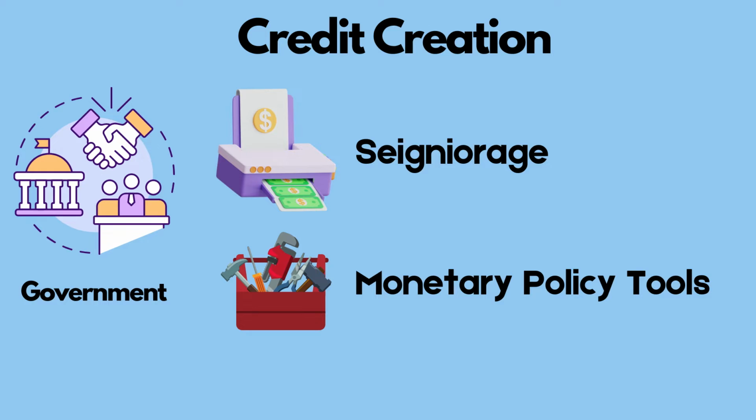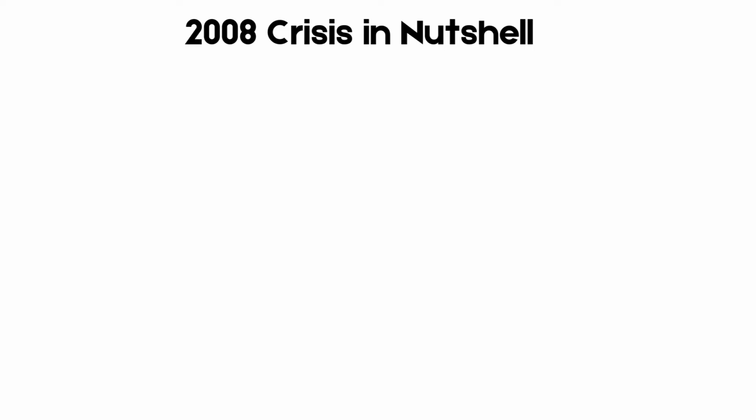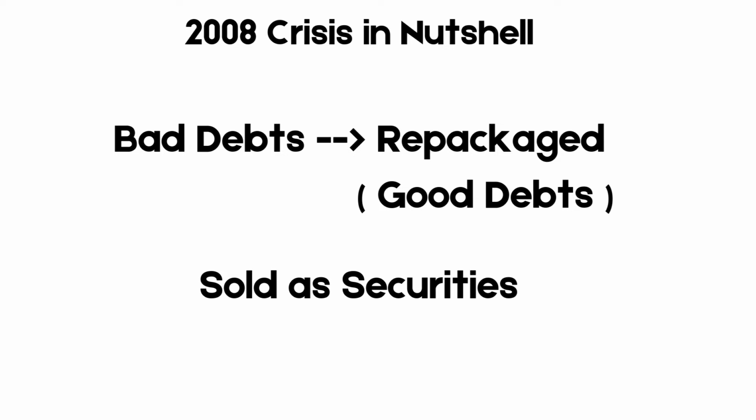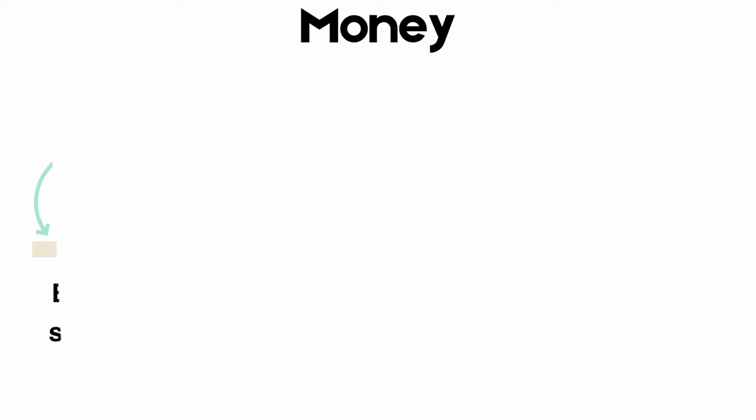While credit helps drive economic activity, the 2008 global crisis demonstrated the risks of reckless lending practices. Subprime mortgages were repackaged into securities sold as AAA assets. When housing prices crashed, it set off a chain reaction of defaults that brought down major banks and triggered a credit crunch. To understand modern monetary systems, it's useful to look at the evolution of money over time.